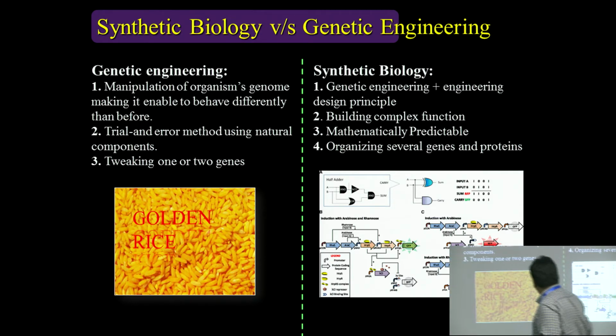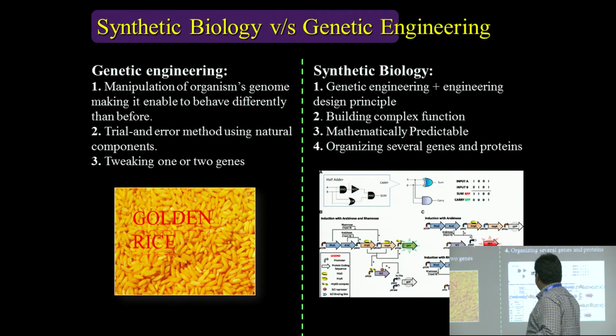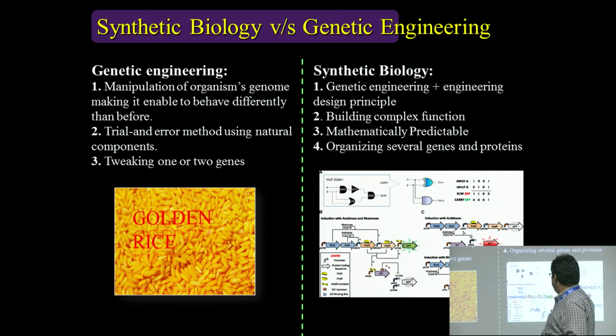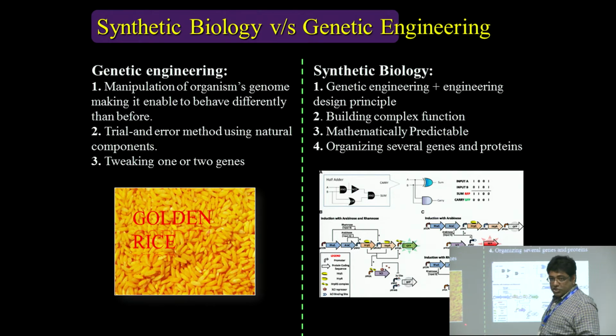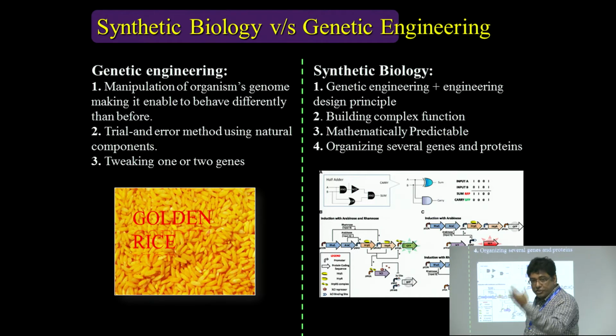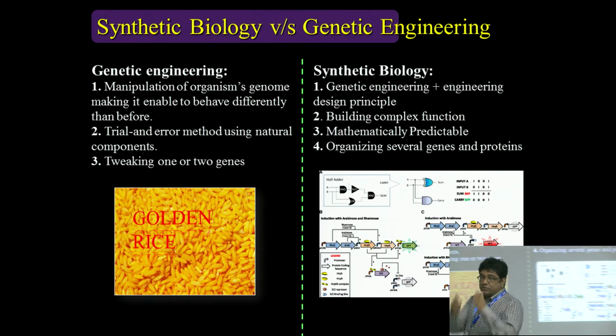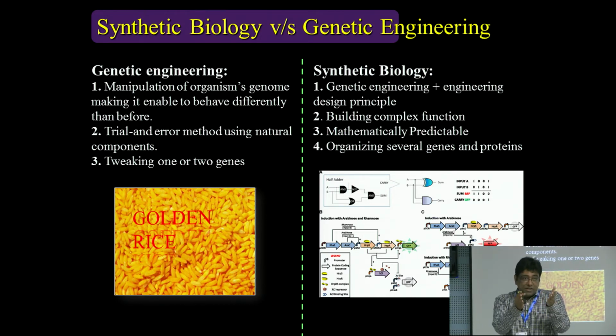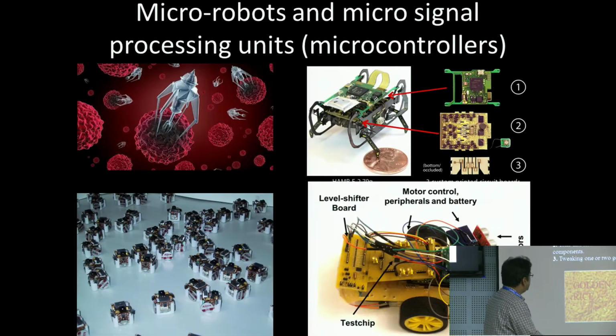So, basically genetic engineering plus engineering design principles gives you this. This kind of complex circuit you cannot make through genetic engineering; you definitely need the help of engineering at the level of biology. So, at this moment, that is the fundamental difference between synthetic biology and genetic engineering.